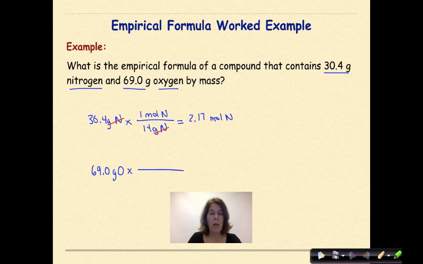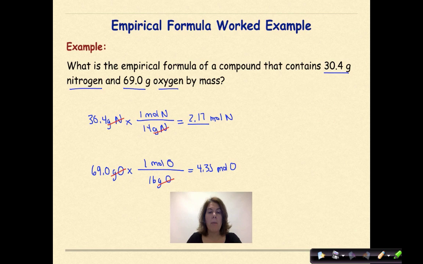Multiplication sign in a line. 1 mole of oxygen, 16 grams of oxygen per mole. I know that I have this set up correctly if grams of oxygen cancel grams of oxygen, and I am left with moles of oxygen. So 69 times 1 divided by 16 is 4.35 moles of oxygen. The next step is to say to yourself, okay, which one is the lowest number of moles? In this case, it's nitrogen.